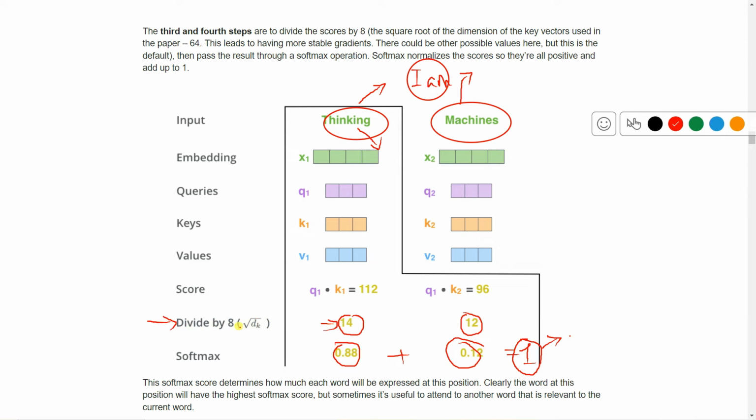But why should it be 8? Why 8? They actually wrote it as root of 64. Now why 64 again? Why 64?